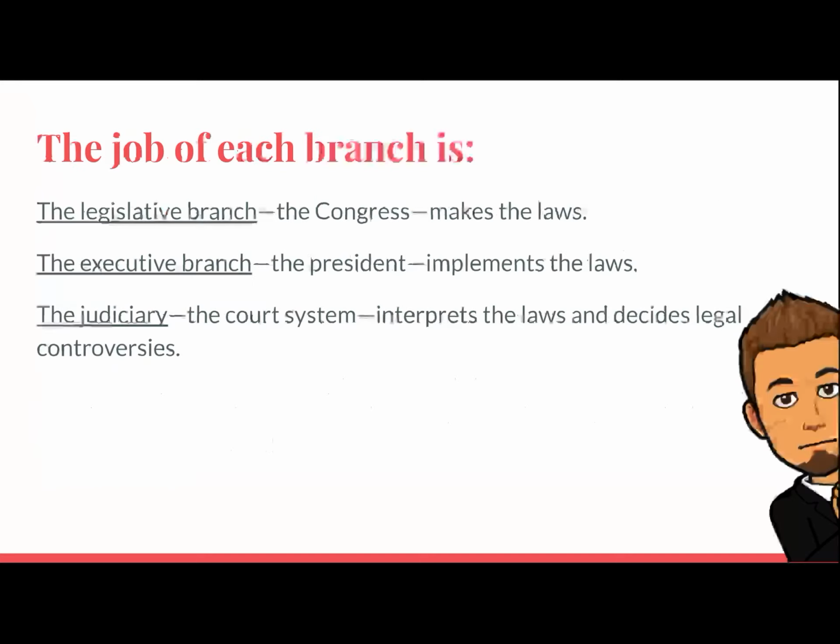The job of each branch: the legislative branch, which is the Congress, makes the laws. The executive branch, which is the president, implements the laws. The judiciary, the court system, interprets the laws and decides legal controversies.